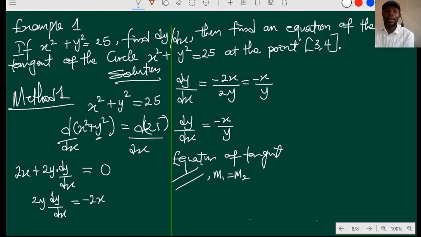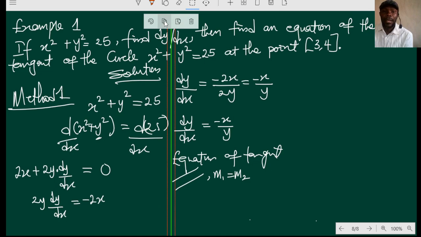So let me pick this as I want to copy it. Let me duplicate. Let me go to the next page again. Let me also duplicate.